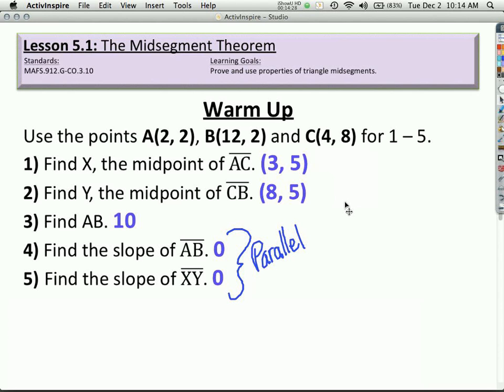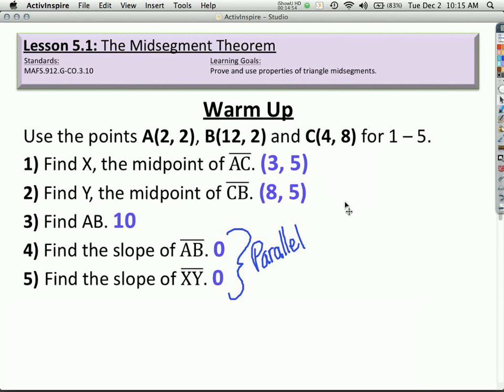Anyone notice the title of today's lesson? Anyone know what you just drew? That line that you just drew, segment XY, is a mid-segment. So today's lesson is about a mid-segment, and the idea of a mid-segment and the mid-segment theorem, and you already have drawn one. You didn't even know it.